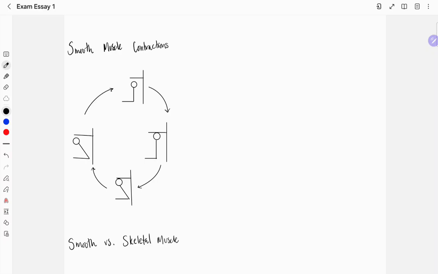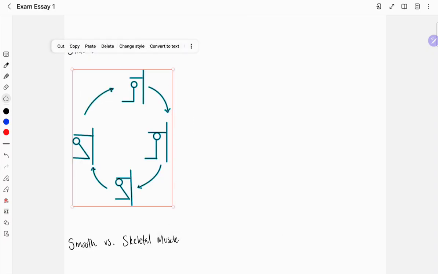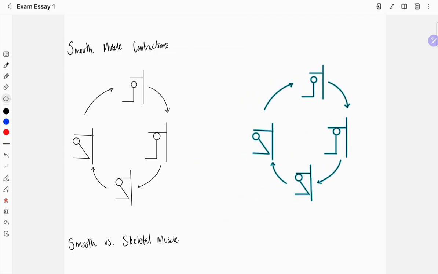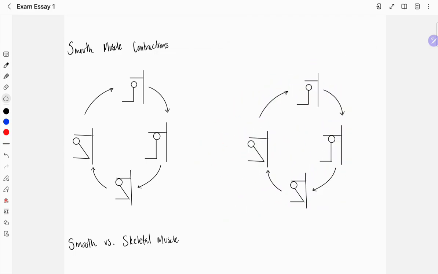Okay. Let me copy this. Because, like I said, we have two of these. Two different kinds. The first one we'll talk about is what we call phasic. And the next one is what we refer to as tonic. So first, we'll talk about phasic.